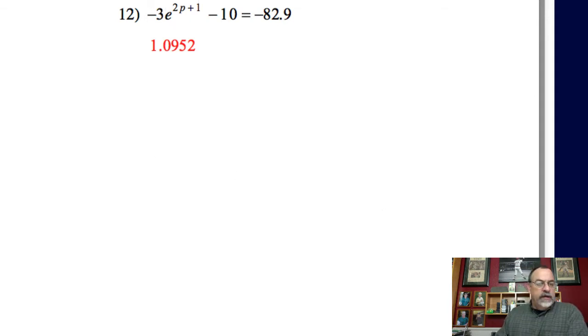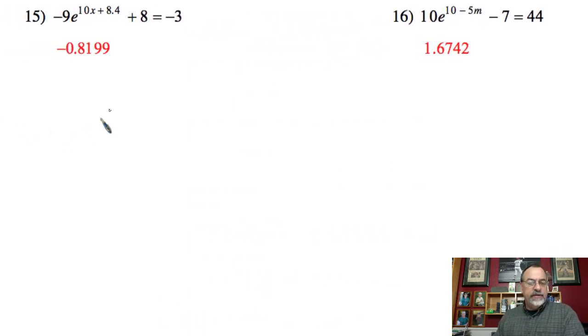Let's see. All right, so let's do number 15 as our final example. Here we have, again, the term that has the variable we're solving for right here, so this is going to have to be isolated. We're going to have to move the 8 and take care of the 9 as well. So we're going to subtract 9 from both sides. This is going to be negative 9 e to the 10x plus 8.4, that's the exponent, equals, we're subtracting 8 from both sides, so that's going to be negative 11.